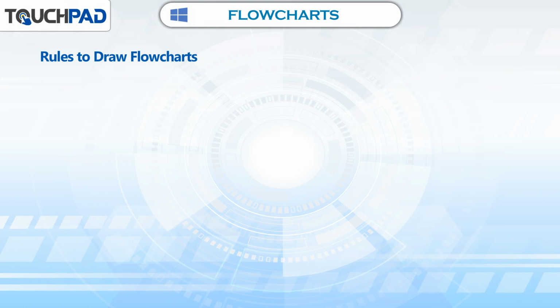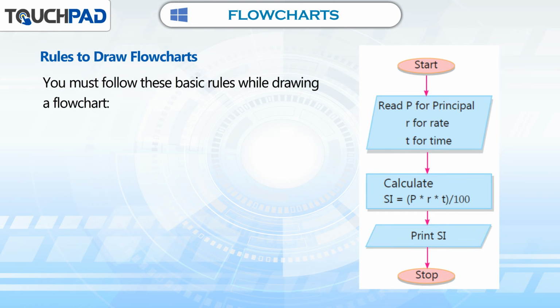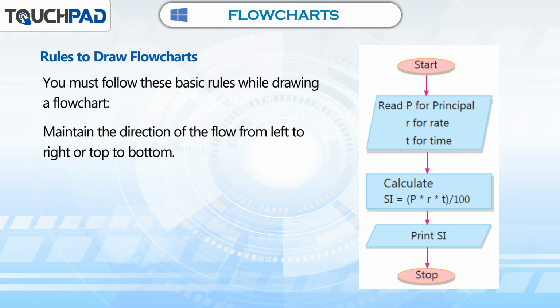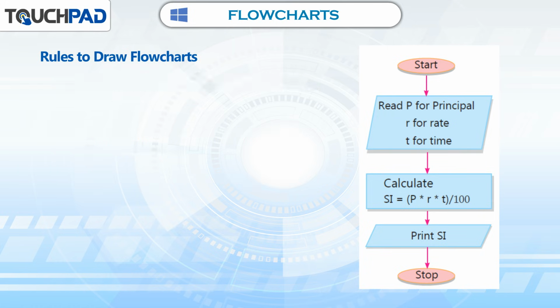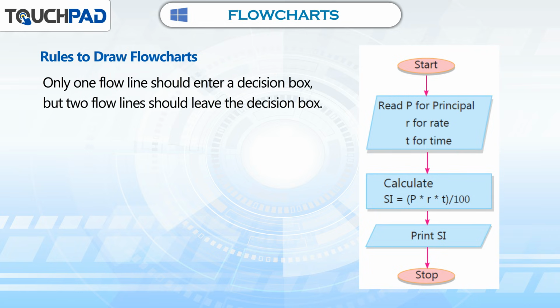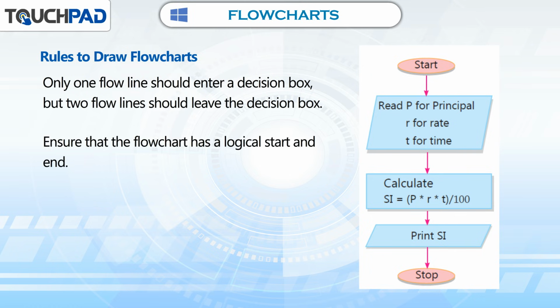Rules to draw flowcharts. You must follow these basic rules while drawing a flowchart. Maintain the direction of the flow from left to right or top to bottom. Only one flow line should come out from a process box. Only one flow line should enter a decision box, but two flow lines should leave the decision box. Ensure that the flowchart has a logical start and end.